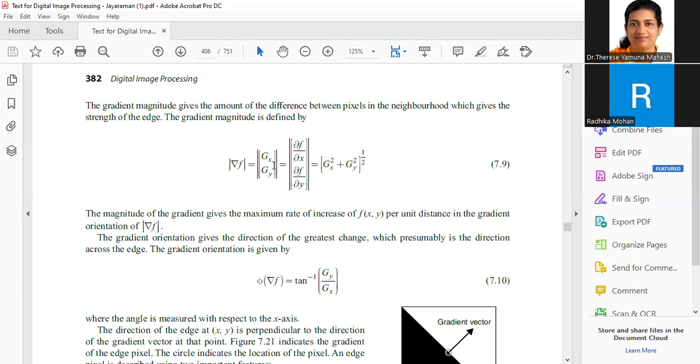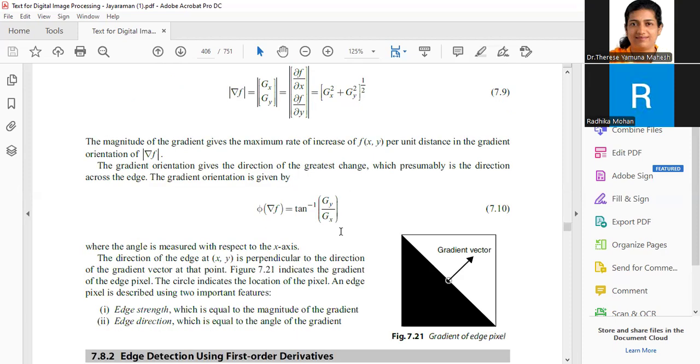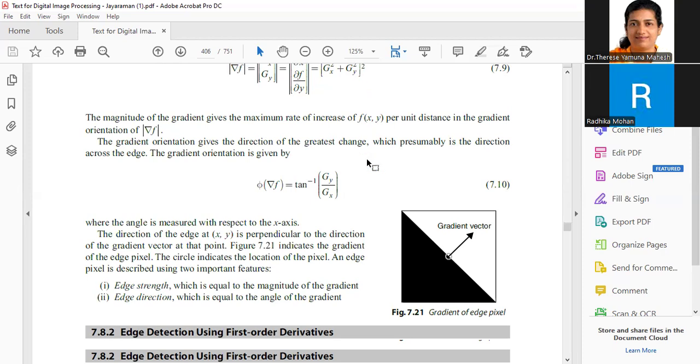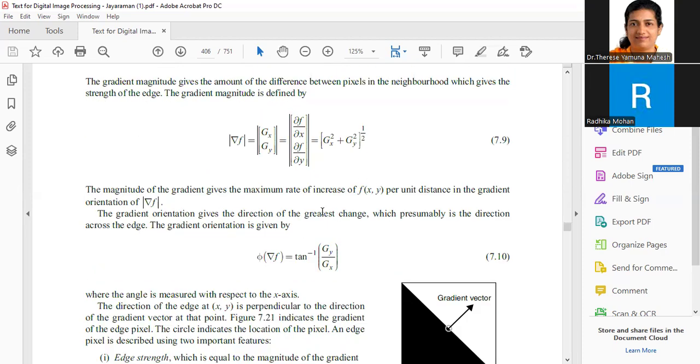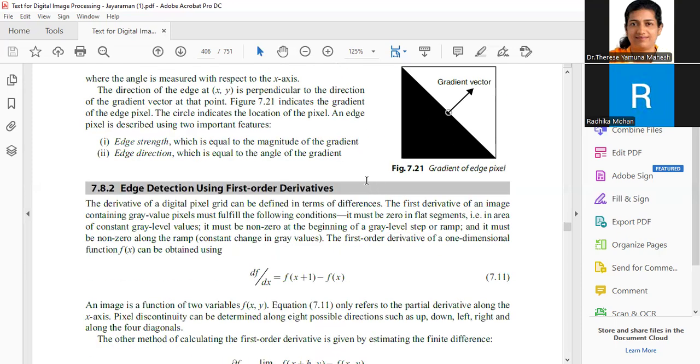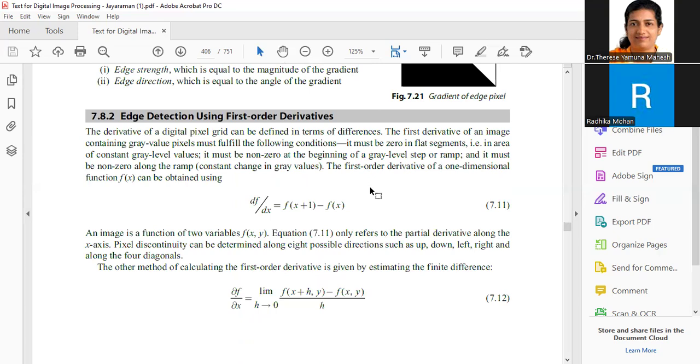If you take the modulus, you can write it as gx, gy. You can take it as the square root of gx square plus gy square. Direction is given by tan inverse of gy by gx. So this is the principle by which we use the gradient operators. We will see how we can detect edges using the gradient operator.